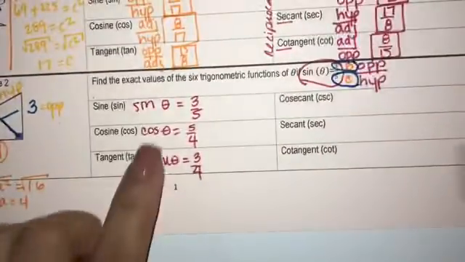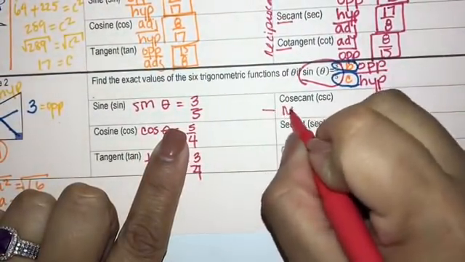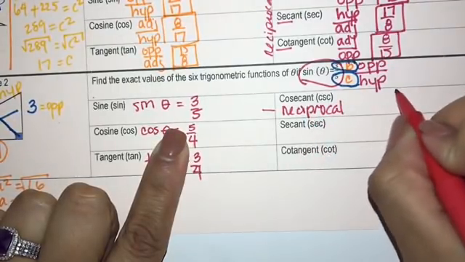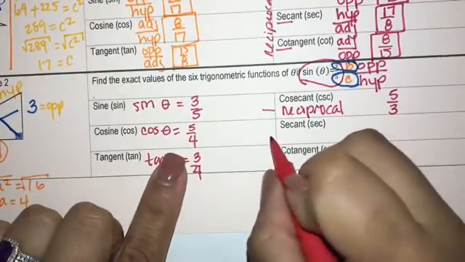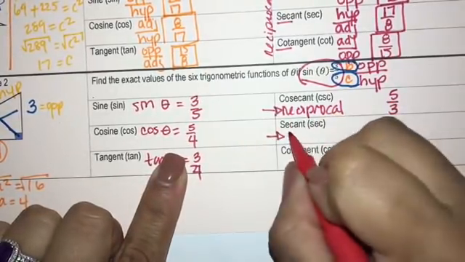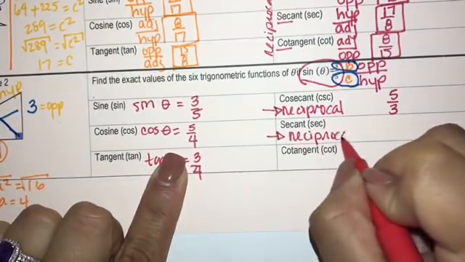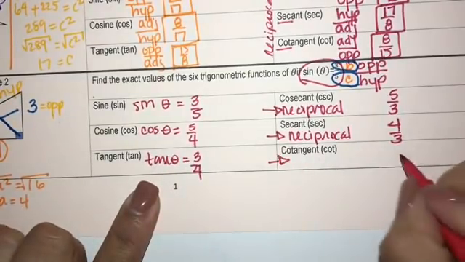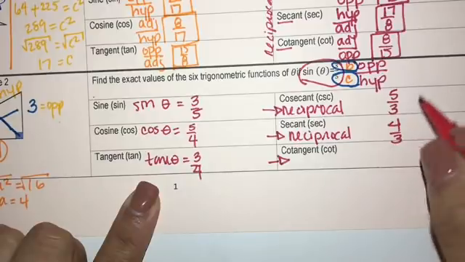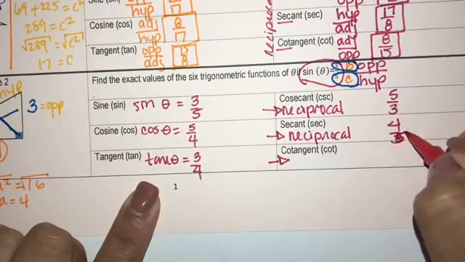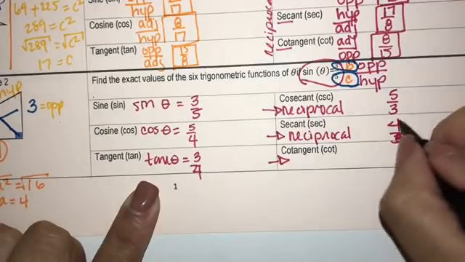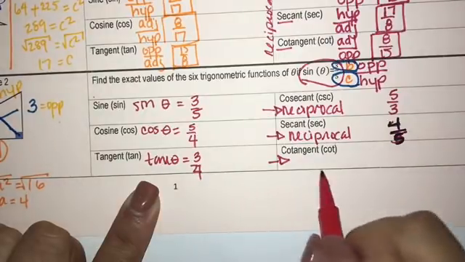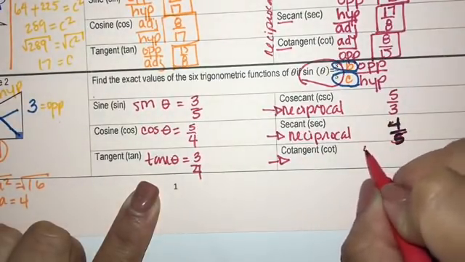And then we know that these are reciprocals. So I'm going to say 5/3. Again, the reciprocal, 4/3. And the reciprocal, oops, not that. This is 4/5. And then the reciprocal of here is going to be 4/3.